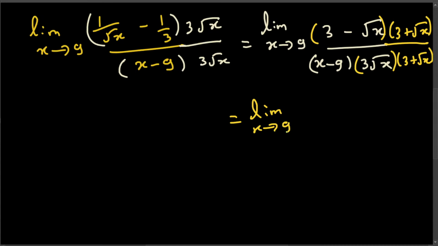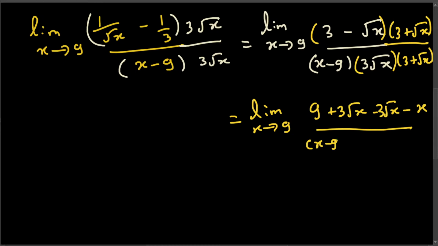Limit x approaches 9. 3 times 3, that is 9. And then 3 times square root of x, that is plus 3 square root of x. And then minus square root of x times 3, that is negative 3 square root of x. And then negative square root of x times positive square root of x, we get negative x. And in the denominator, I'm going to keep it as it is because I'm hoping to cancel something. So x minus 9, and then 3 square root of x multiplied by 3 plus square root of x.